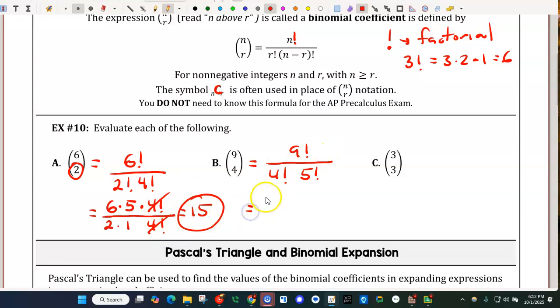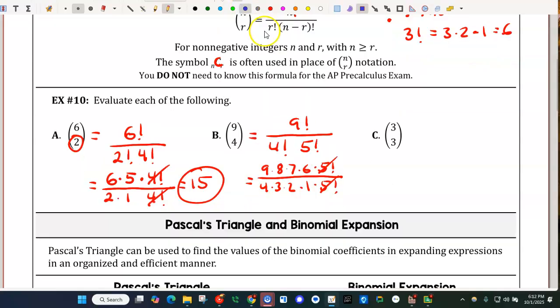So there's always a pattern here on how we solve these. I'll get to here and then I'll stop basically when I get to the number that matches the bottom. And then I'll have 4 times 3 times 2 times 1 times 5 factorial. Right, so the 5 factorials cancel. And then whatever's left over, try to do some canceling as well.